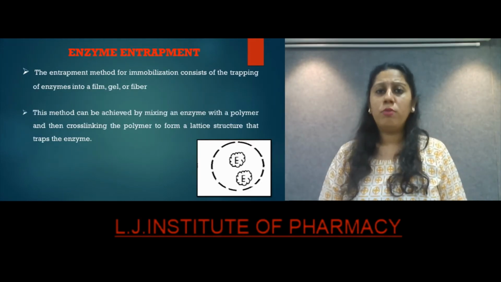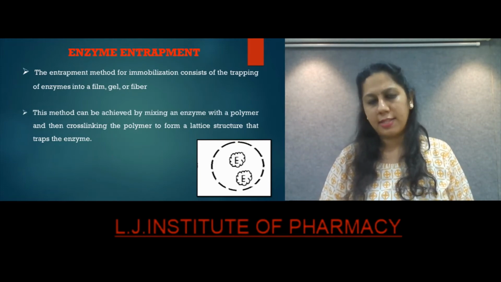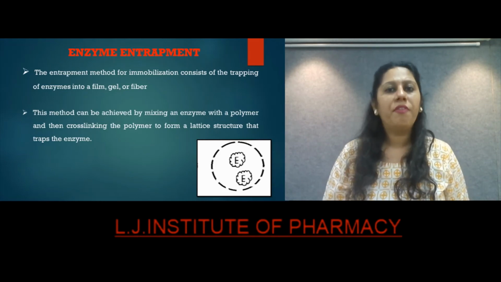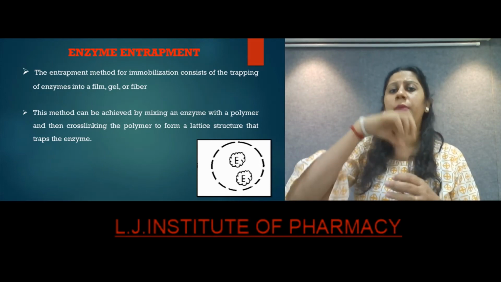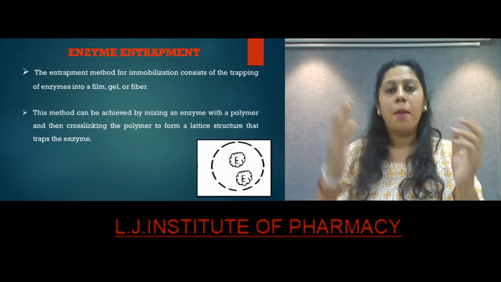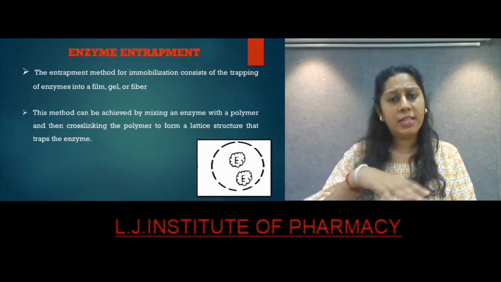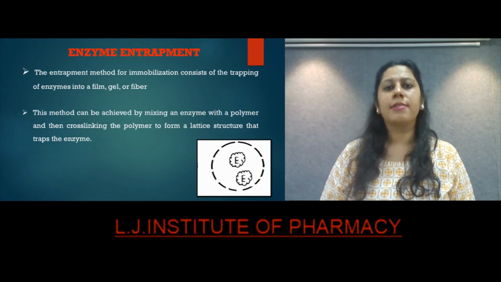The next two methods which we are going to see are the mechanical methods of enzyme immobilization. The methods which we have seen till now were the surface immobilization methods. The attachment of enzyme was taking place on the surface of the support. But here in the next two methods, the enzyme is within the support or the polymer, you can say. So the first method is enzyme entrapment.